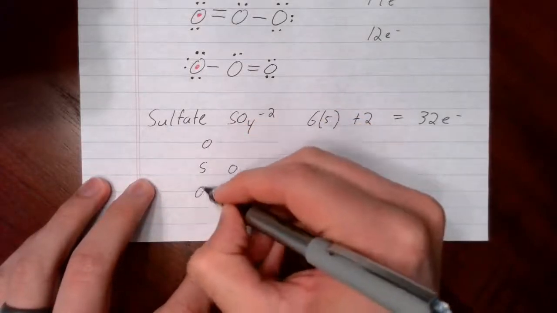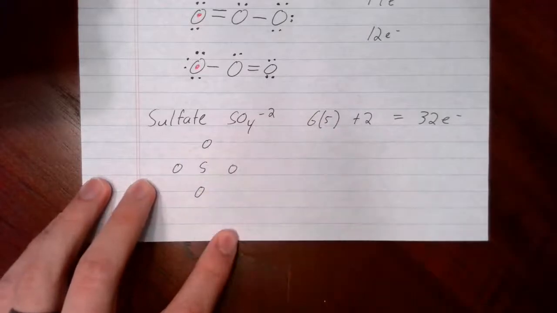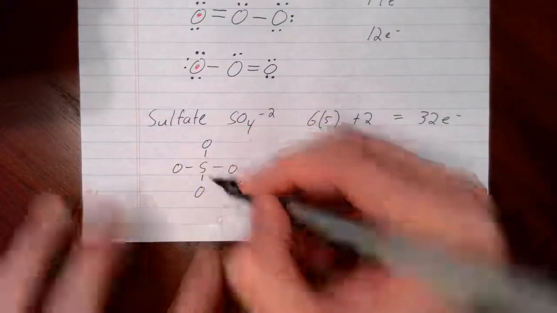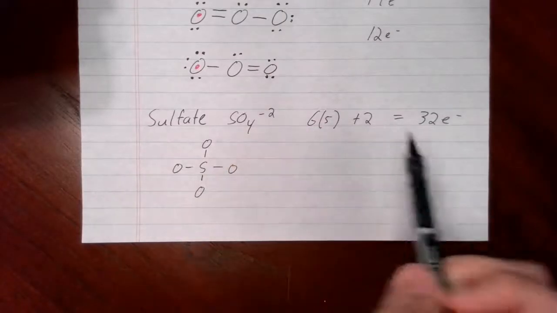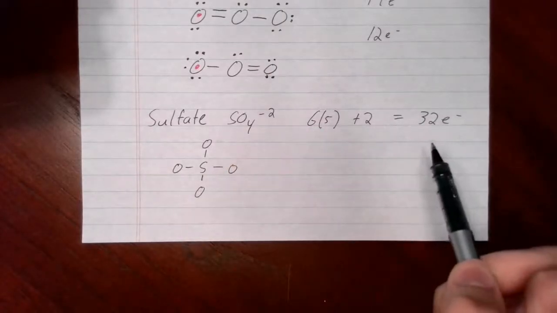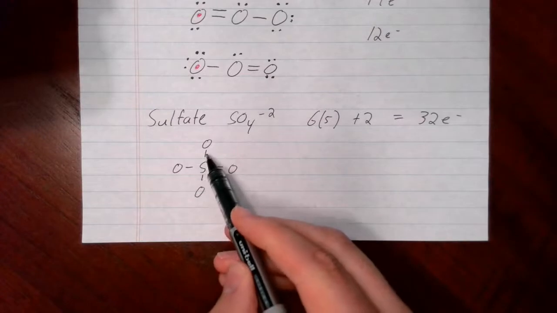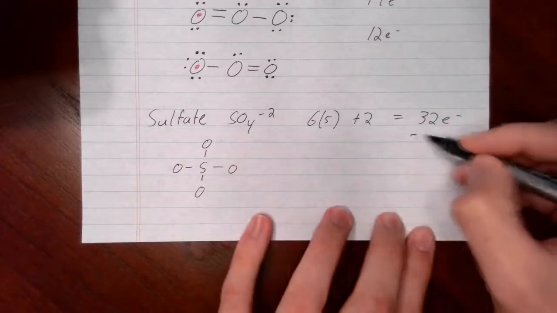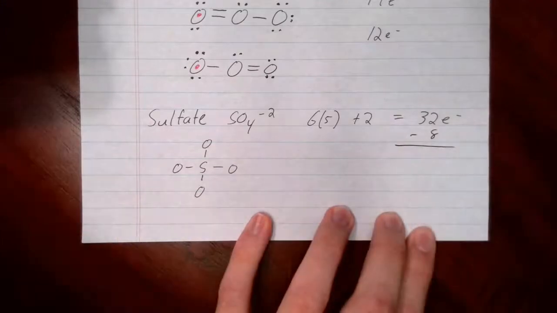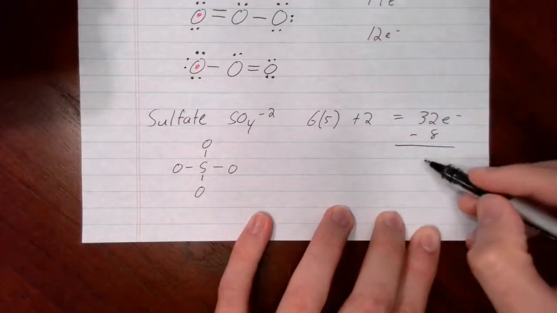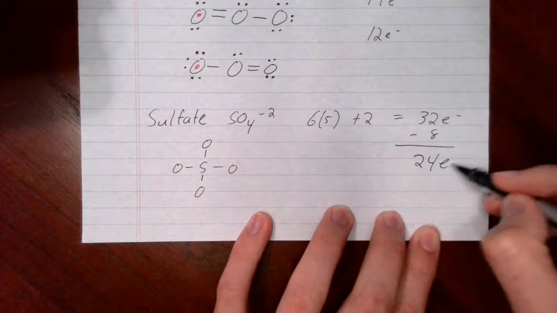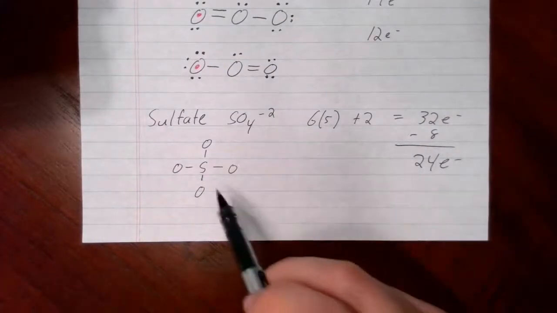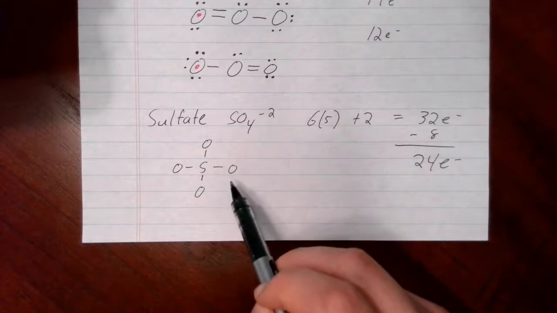If we have 32 electrons that we have to use, I've already used 2, 4, 6, 8 of them. So I can say minus 8. 32 minus 8, I get 24 electrons. If you were to place 24 electrons, that would be 6 around each of these oxygens, and you would have a valid Lewis structure based on what we've learned. Everything would have 8.